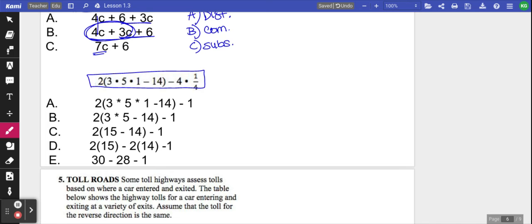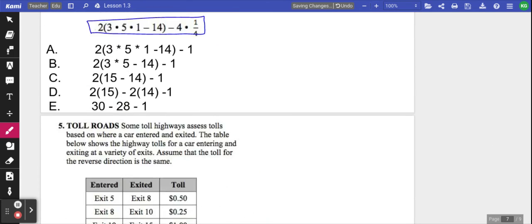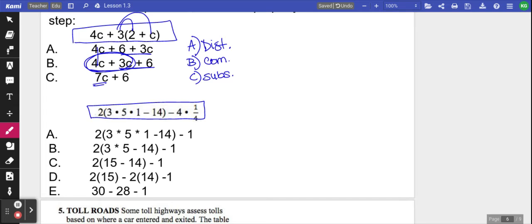Here's the original problem here. And I see from the original into step A, I still have the 2, the 3, the 5, the 1, the 14. And the only change is instead of 4 times a fourth, they have 1. So what property for A says that 4 times a fourth is 1? Inverse. For B, they have the 2, the 3, but instead of 5 times 1, they say that equals 5. Identity.